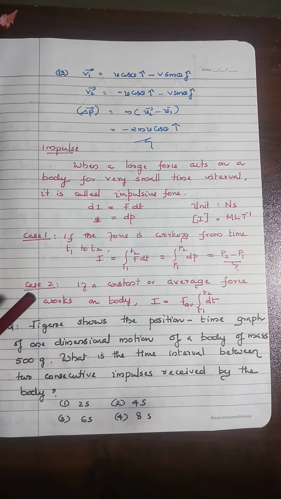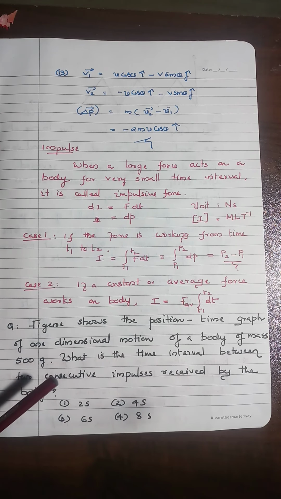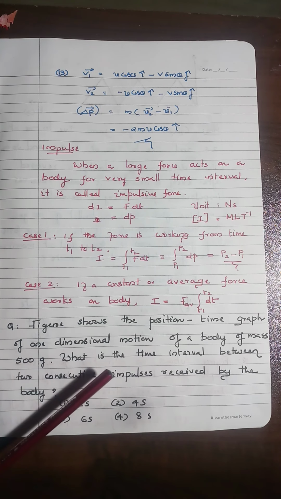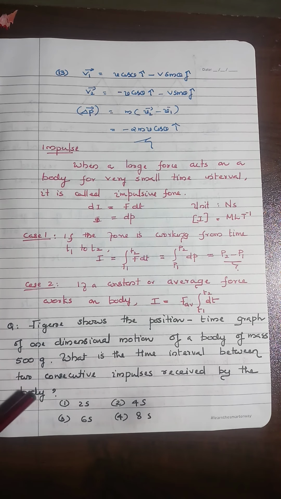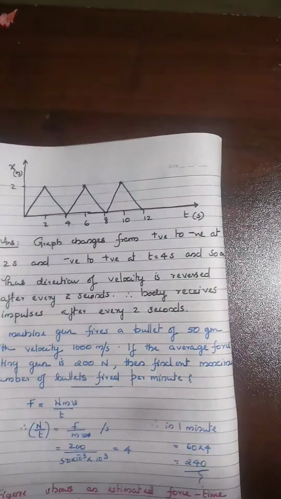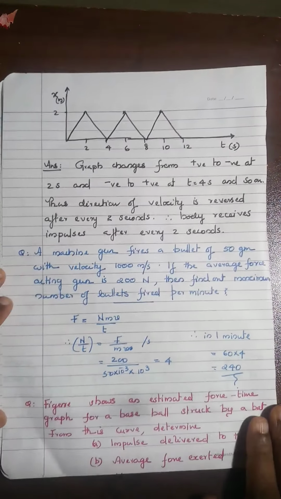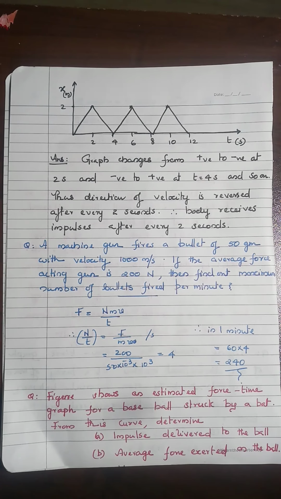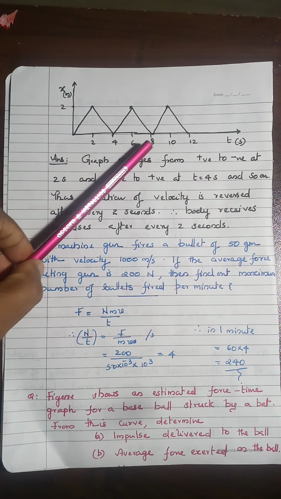We are waiting with a very good question, a graphical approach. The figure shows the position time graph of one-dimensional motion of a body of mass 500 gram. What is the time interval between the two consecutive impulses received by the body? We have to find the time interval between two consecutive impulses received by the body. So look at the figure. Here 0, 2, 4, 6, 8, 10, 12.